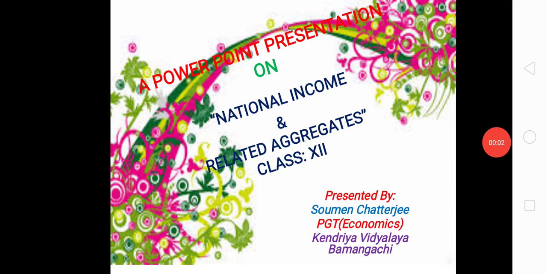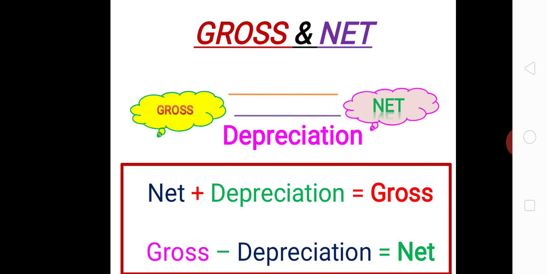Good morning, students. Now we will discuss national income and related aggregates. First of all, we will discuss some basic adjustments in national income accounting. The first basic adjustment is gross and net.